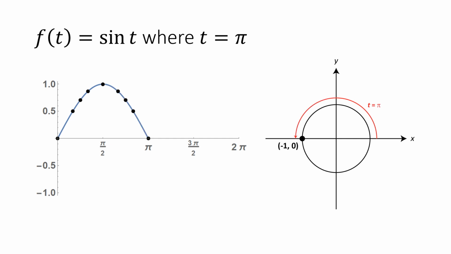As we rotate around to pi radians, 180 degrees, we go back through those same special angles. Our y-coordinate decreases from 1 down to 0. So my sine value goes from 1 to 0. As I continue to rotate around to 270 degrees, 3 pi over 2, on my unit circle, my y-coordinate goes from 0 down to negative 1.